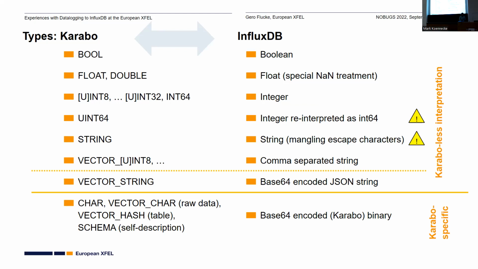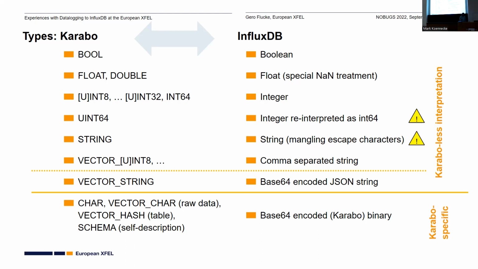And strings are, of course, naturally also in the database, but newline characters and so on make trouble in the transfer protocol, so we have to mangle these. Vectors are not as such supported by this database, a little drawback there. So what we do is we make a comma separated string out of them, so it can still be interpreted well outside Karabo.